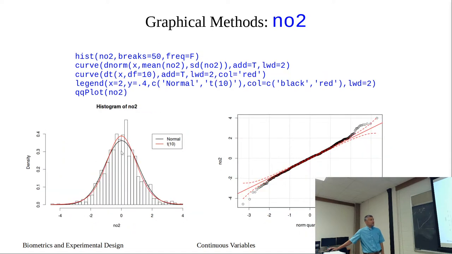For histogram 2, I did the same thing. Black is normal. Red is t. You can see how the t distribution deviates from the normal curve, and how the histogram would be kind of hard to use to detect those deviations. But looking at the QQ plot, we can definitely see it.